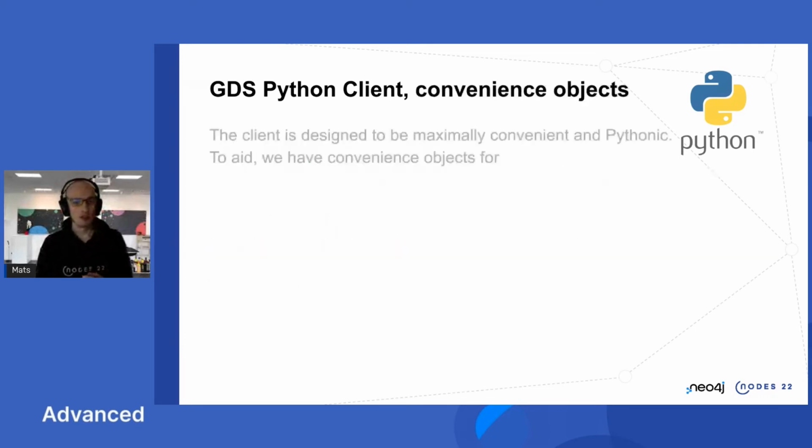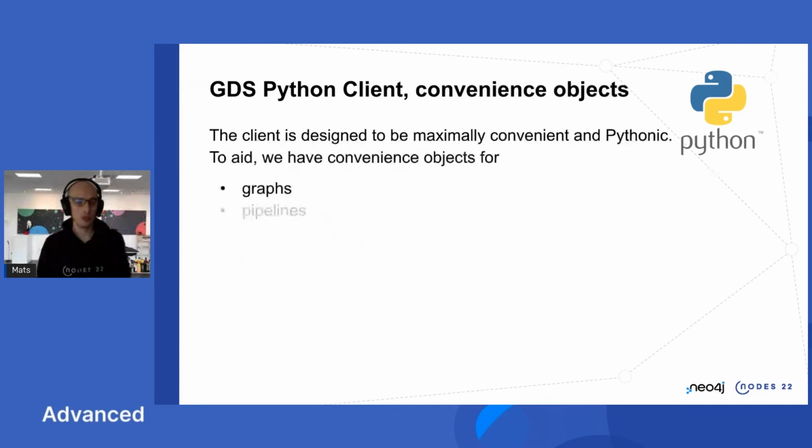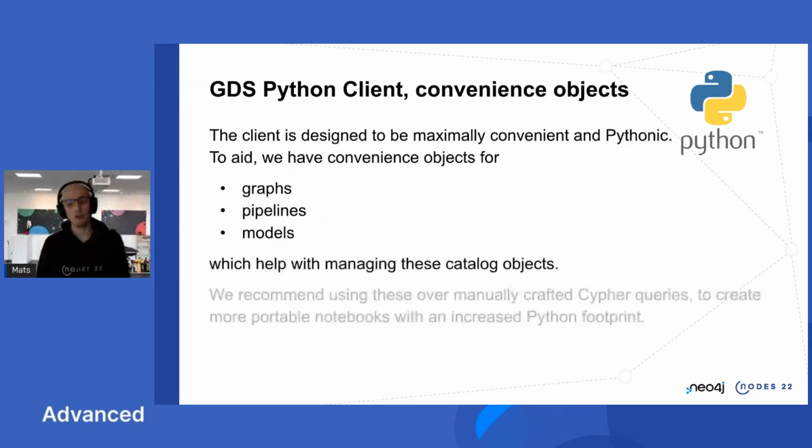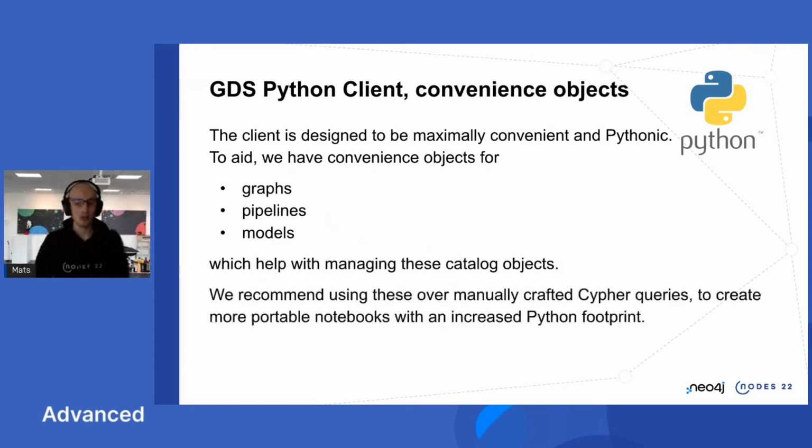Convenience objects, it's designed to be maximally convenient and Pythonic. So we have the graph pipelines and model objects, which help with managing the catalog objects, and we really recommend using these over the manually crafted Cypher queries. You get more portable notebooks and you have an increased Python footprint, and that's really what the client is for.